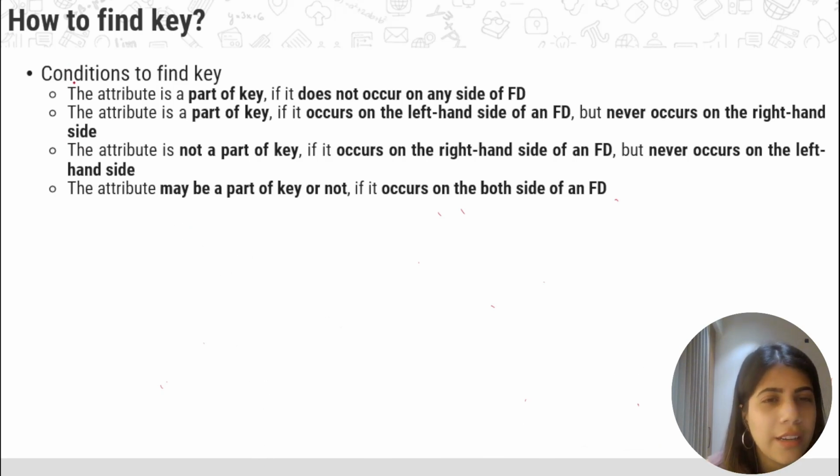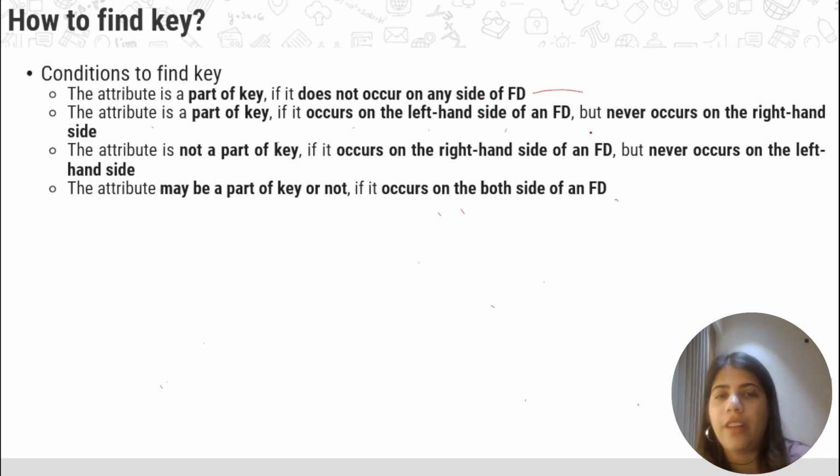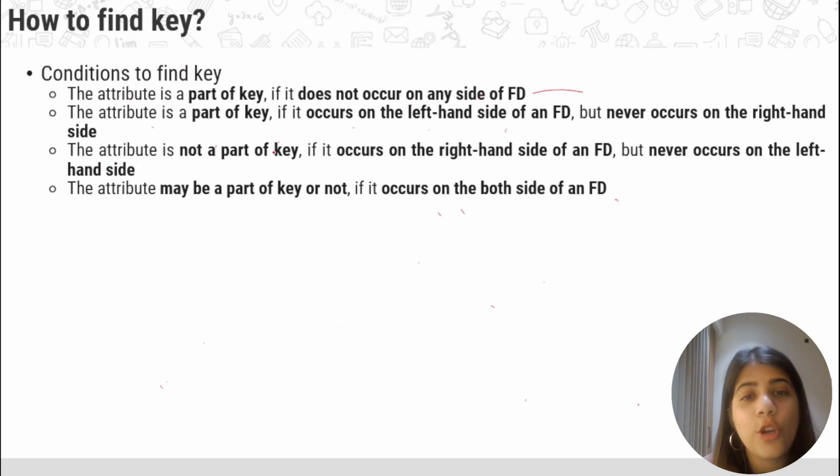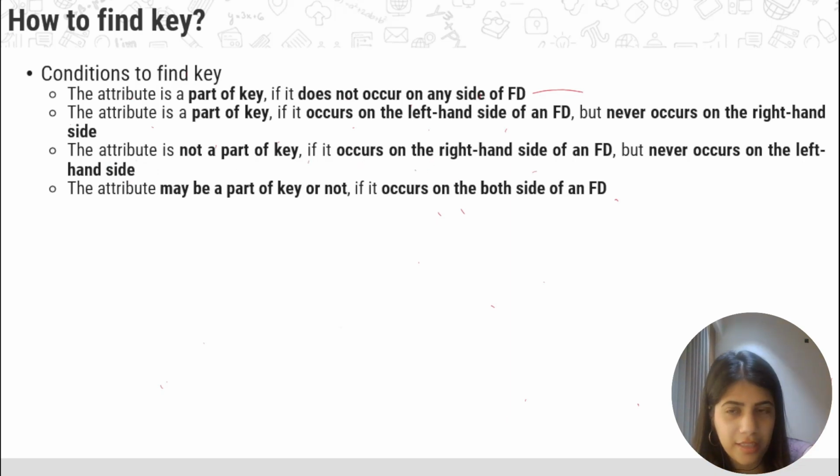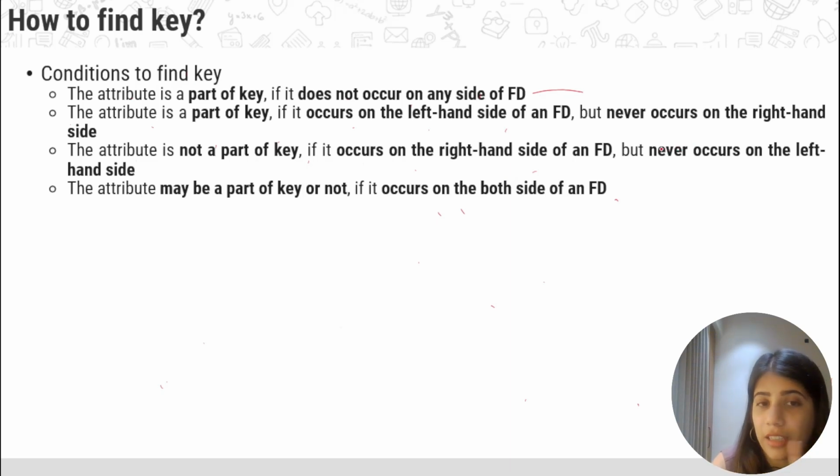Okay, now the conditions to find a key. The attribute is a part of a key if it does not occur on any side of functional dependencies. Second, the attribute is a part of a key if it occurs on the left hand side of the functional dependency but never occurs on the right hand side. The attribute is not a part of a key if it occurs on the right hand side of the functional dependency but never occurs on the left hand side.